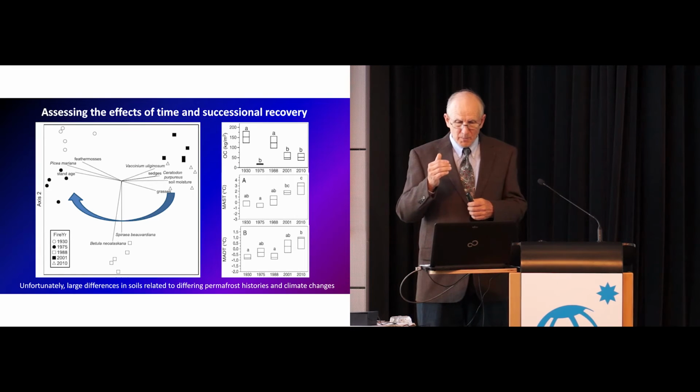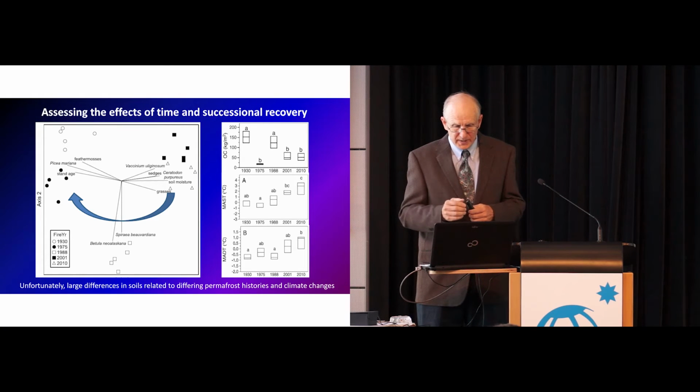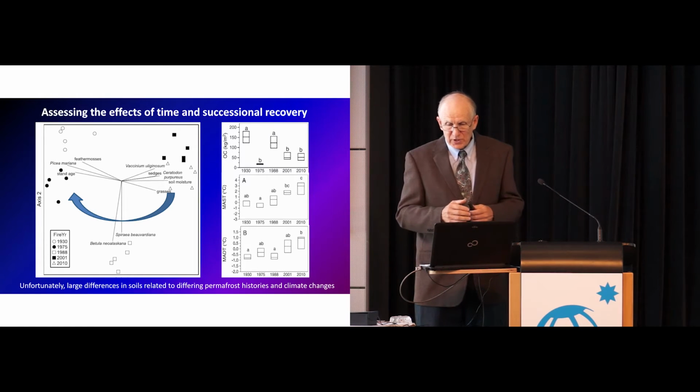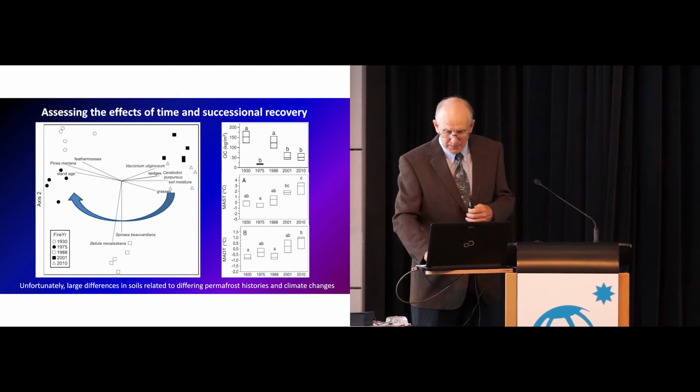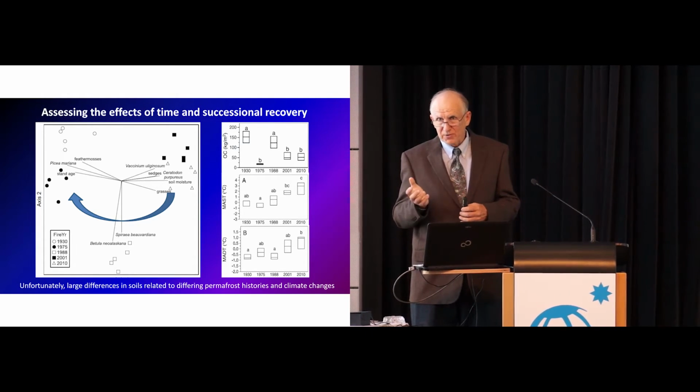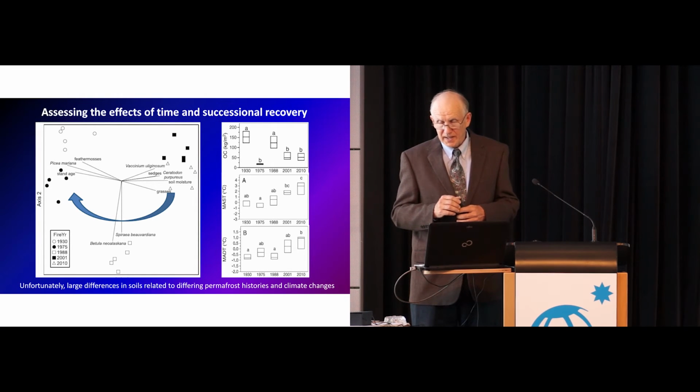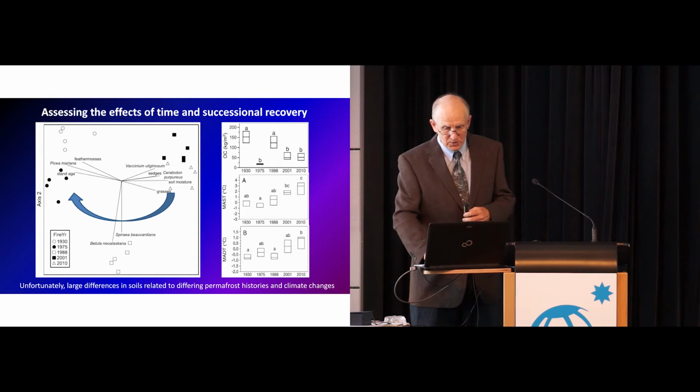And we also partition the vegetation variability among these time sequences from 1930 to 75 to 88 to 2001 and 2010. And we find some general relationships of organic carbon related to ages, with more organic carbon in the older ages after recovery, and some variation of the temperatures where the recent fires are warmer than areas burned 30 years ago or 70, 80 years ago, and same with bottom temperatures. But once again, we're finding large differences in soils related to the permafrost histories, and that's complicated our ability to really use the chronosequence approach.